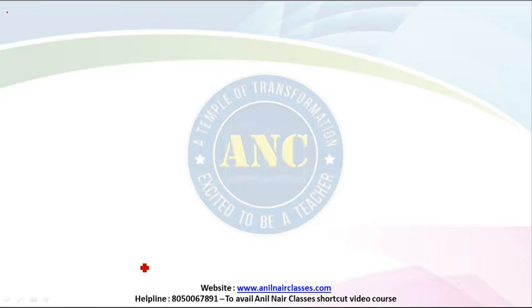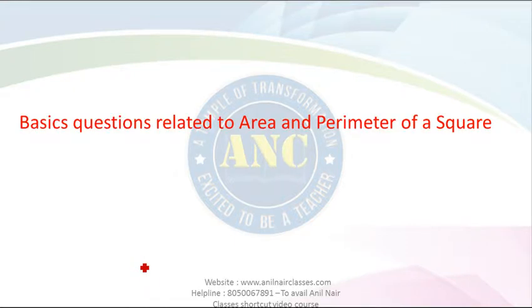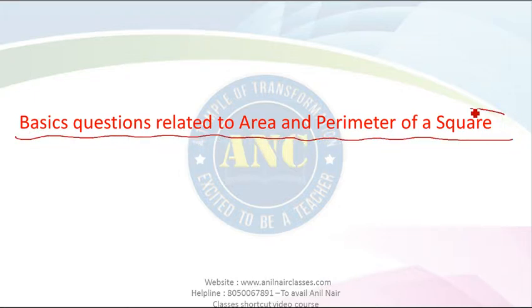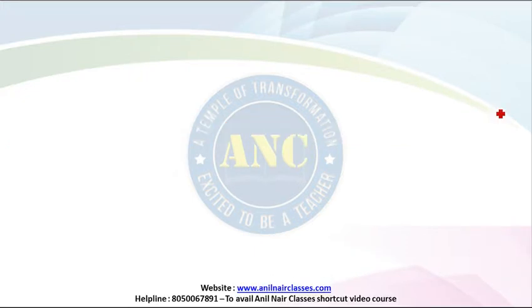Now, the next thing we are going to discuss in this session of mensuration, two-dimensional figures, is basic questions related to area and perimeter of a square. You already know what this geometrical figure called a square is. Just a small introduction once again. A square is a quadrilateral which has all four sides equal.